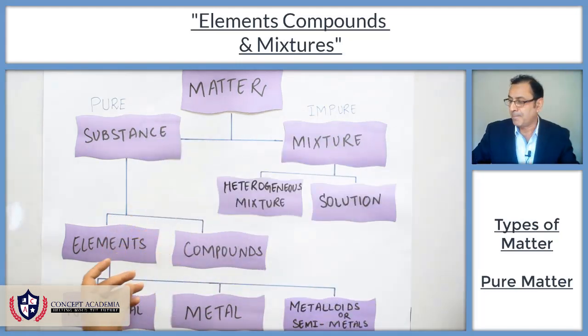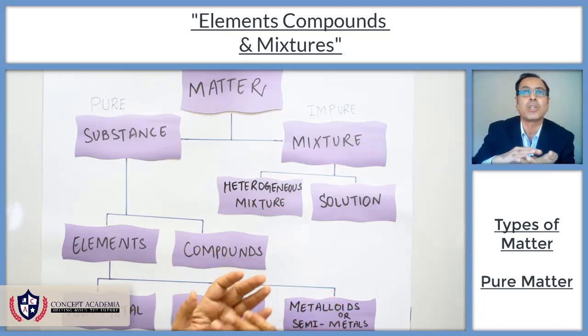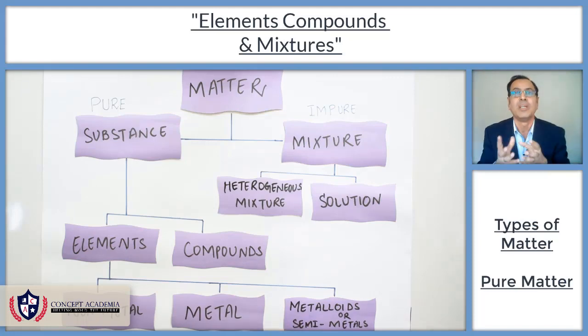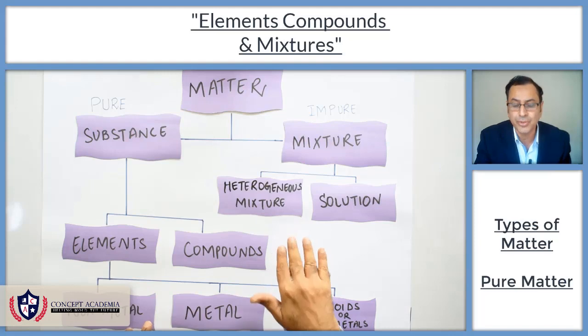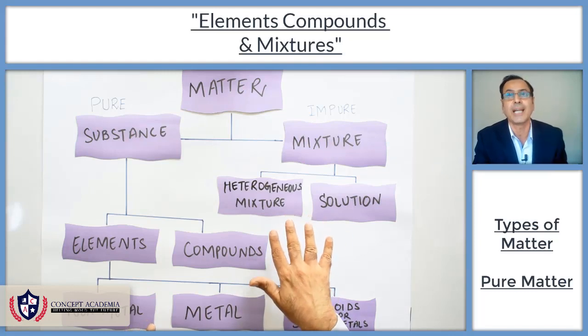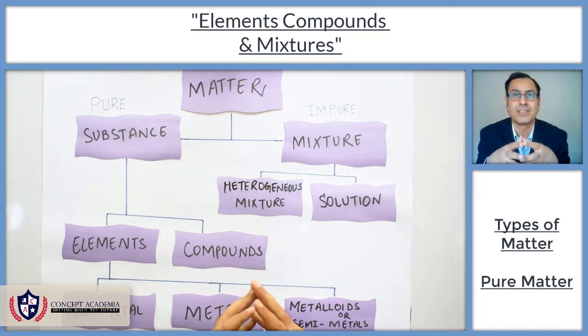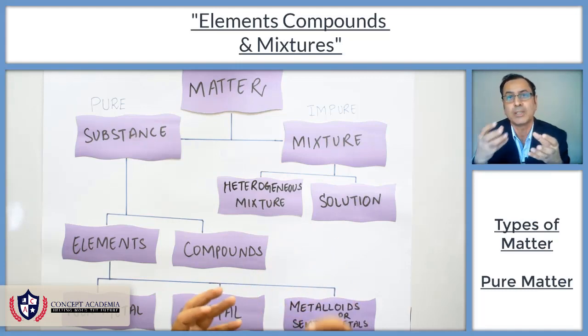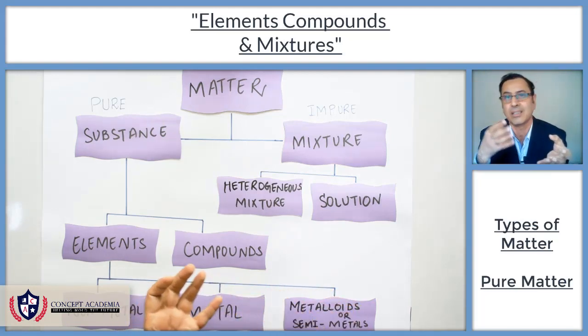If mud is in water, it is not homogeneous, it is not uniform. If the mixture and the different components in mixture are not uniformly distributed, that is called heterogeneous mixture. So the heterogeneous mixture is that mixture, like the muddy water, in which you can see mud separately than water. And because mud is heavy, it will settle down and you can see mud differently than water.